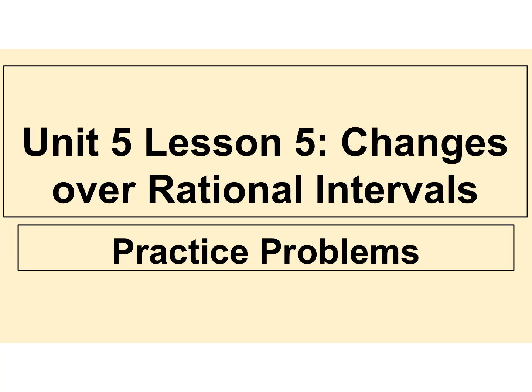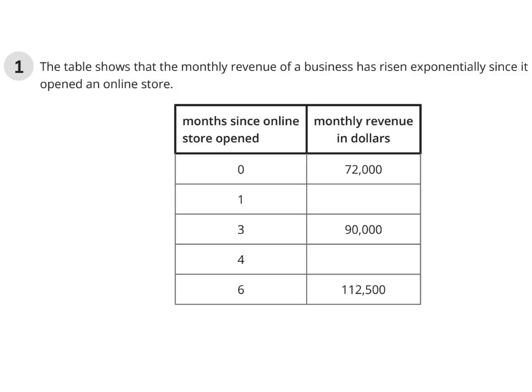Welcome to Unit 5, Lesson 5, Changes over Rational Intervals Practice Problems. All right, so this table shows the monthly revenue of a business that has risen exponentially since it opened an online store. The first thing we're going to do is write our equation. So when we start with exponential equations, start with writing your equation.